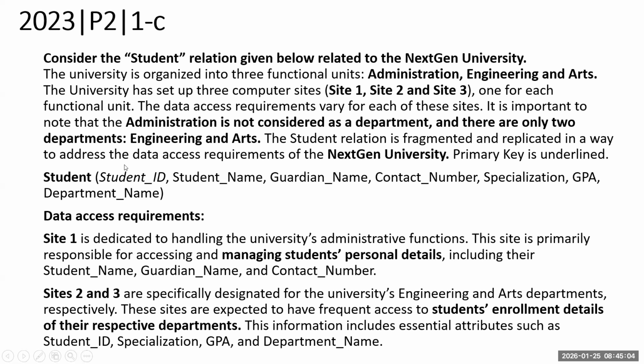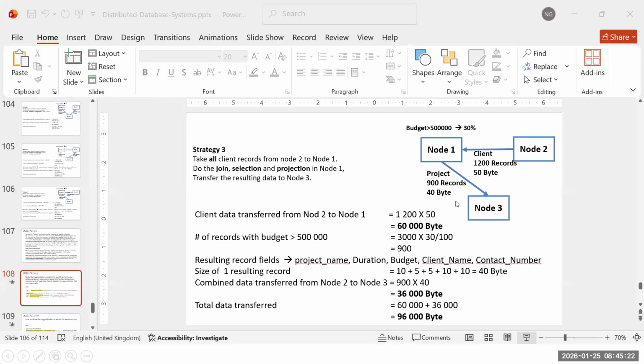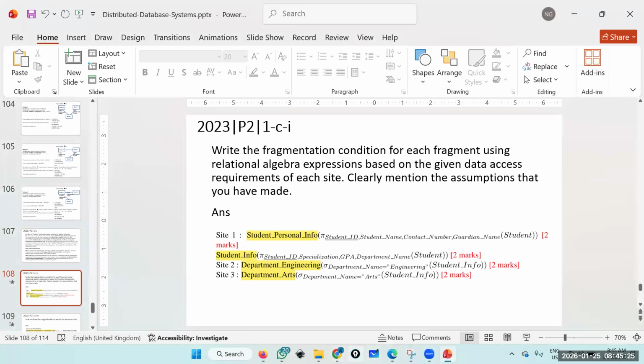So let's do that. Consider the student relation given below related to next-gen university. The university is organized into three functional units: administration, engineering, and arts. Okay, so let me take the pen.